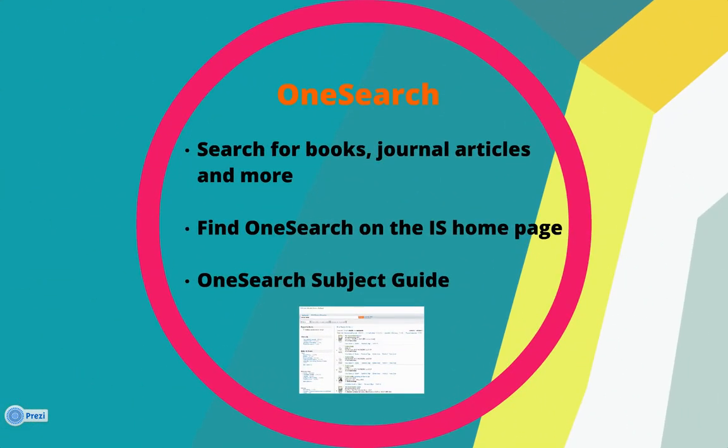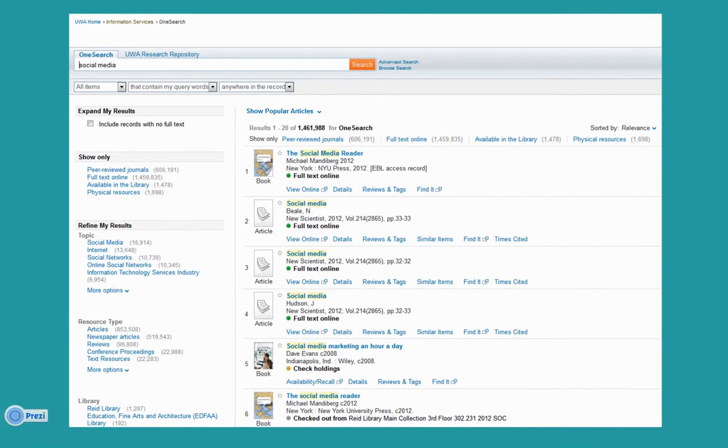Use OneSearch to search for books, ebooks, journal articles and more from our collection. As you'll often get too many results, just like Google, it's often a good idea to refine your results, which you can do on the left-hand side as shown. Check out the OneSearch guide to learn how to make the most of the OneSearch functions available.